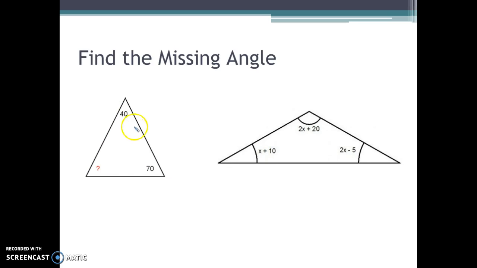Well, if I add 70 and 40, that's going to give me 110. And I know all of them have to add up to 180, so 180 minus 110 gives me 70. All right, just subtract them all from 180.